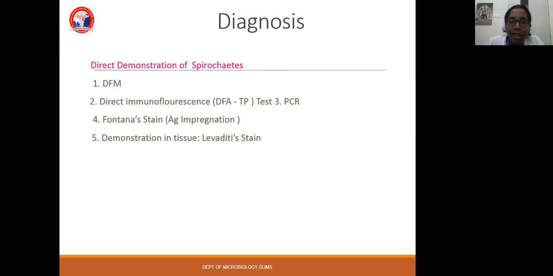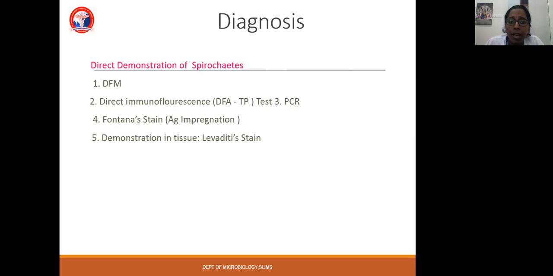So you will have a clear exudate which comes from the chancre, that you have to take on a glass slide. After you wipe it with warm cotton with saline, you take the exudate, put it on a slide, and look for the movement, that is the corkscrew type of motility, which should be seen with the dark field microscope.